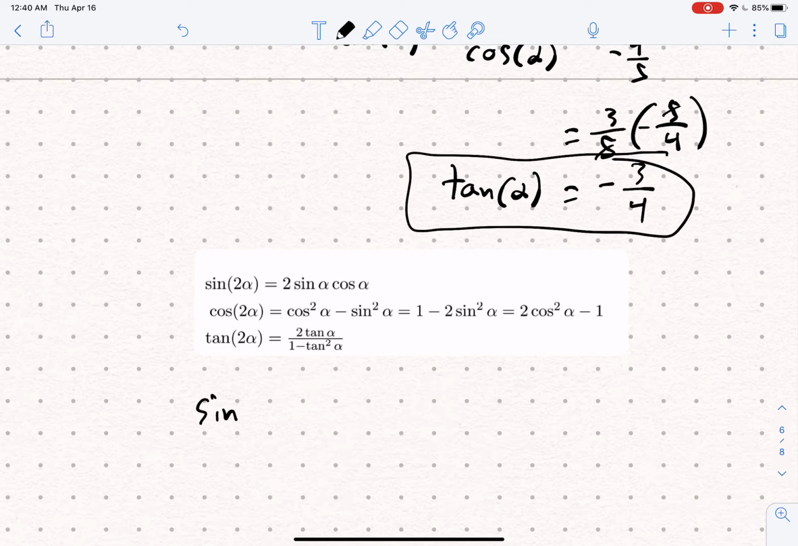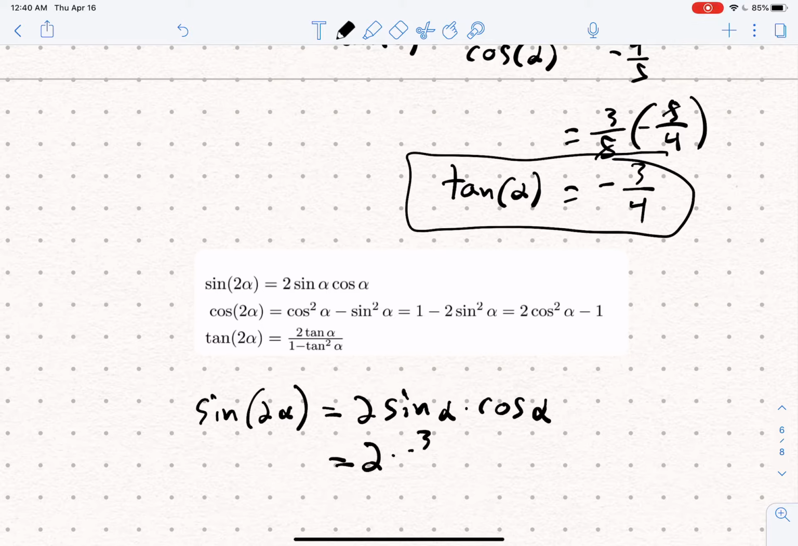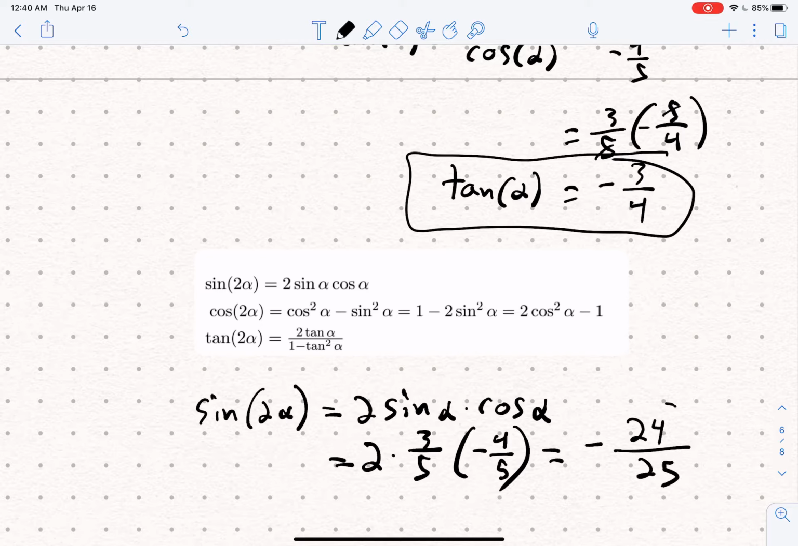So, sine of 2 alpha is equal to 2 times the sine of alpha times the cosine of alpha. Well, 2 times the sine of alpha, which was 3 over 5, times cosine of alpha, which was negative 4 over 5. And here we can multiply across the tops, multiply across the bottoms. 2 times 3 is 6, 6 times 4 is 24, and that's a positive times a negative. It all comes out to be negative 24, divided by, 5 times 5 is 25. So we have negative 24 over 25. That is sine of 2 alpha.